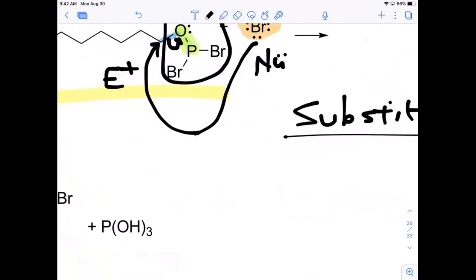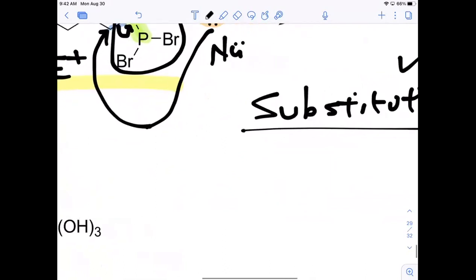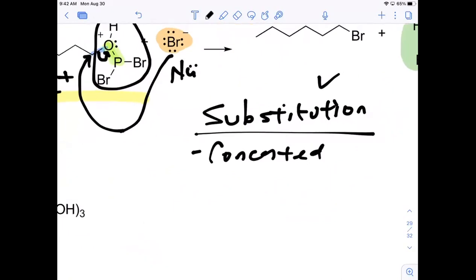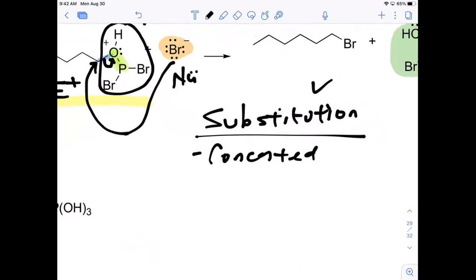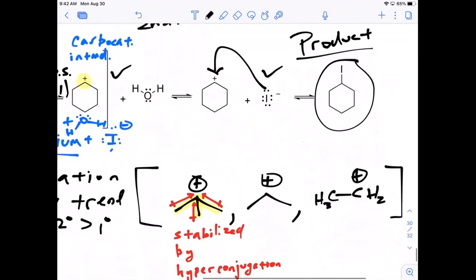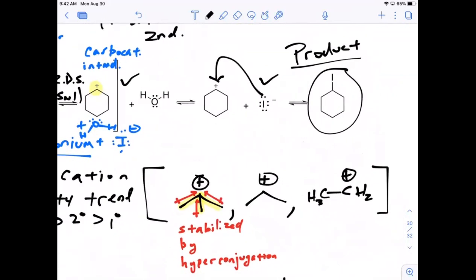So this substitution step is concerted. What it means is that as the nucleophile is coming in, the leaving group is leaving at the same time. In the last reaction, the leaving group left first, and then the nucleophile came in. I neglected to mention that, but let me go back down here. This substitution would be considered stepwise.